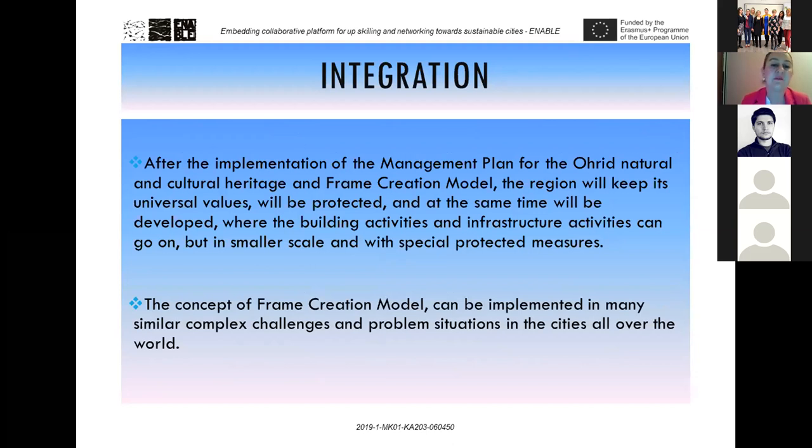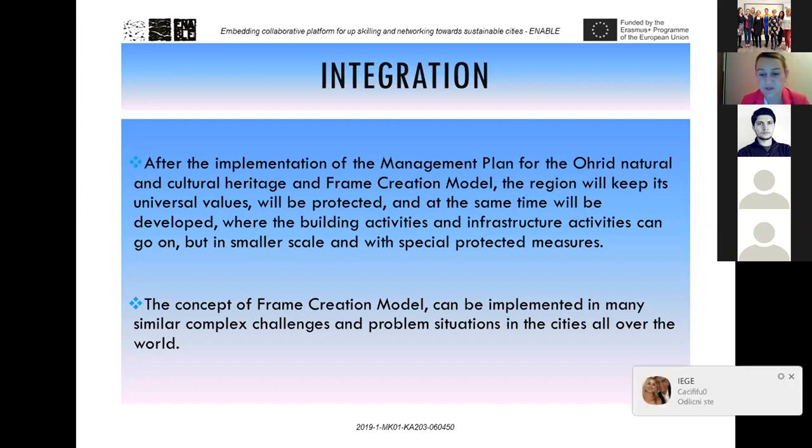And after the implementation of this management plan and the frame creation model, the region will keep its universal values. They will be protected, and at the same time, the city and the region will be developed, where the building and infrastructure activities, of course, can carry on, but on a smaller scale and with, let's say, special and protected measures.